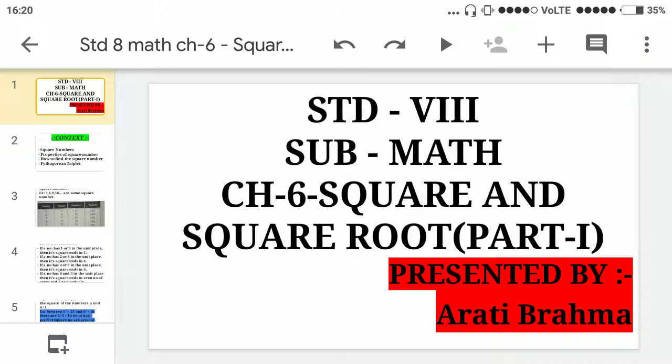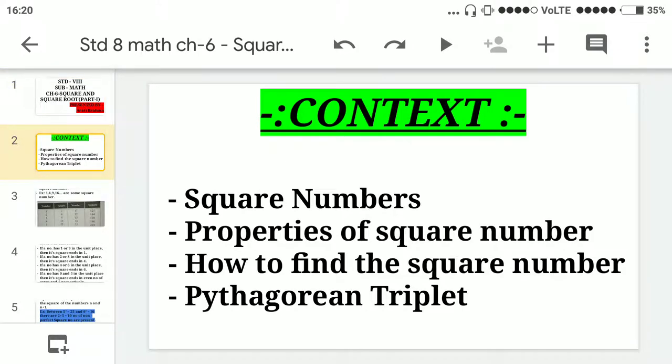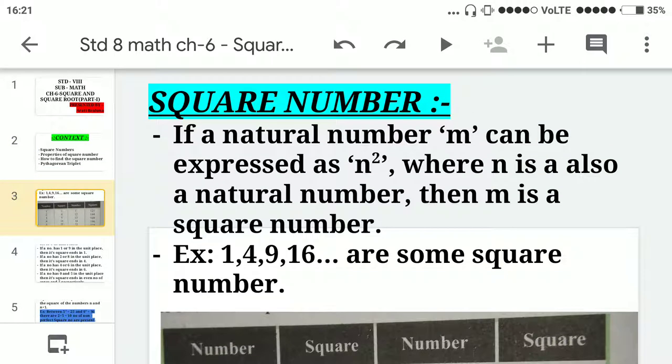As usual you will get a lot of information and a lot to know. In this video we are going to know about the square number, properties of square number, how to find the square number and the Pythagorean triplet. So first let's get with the square number.